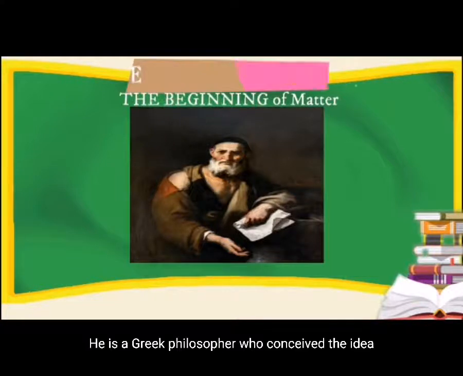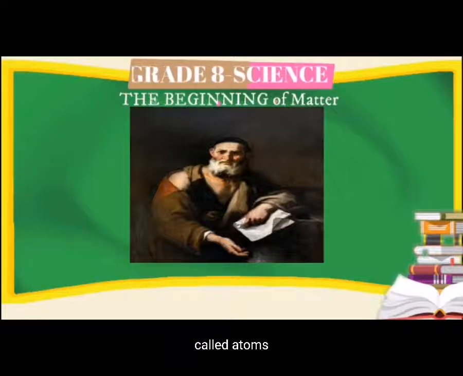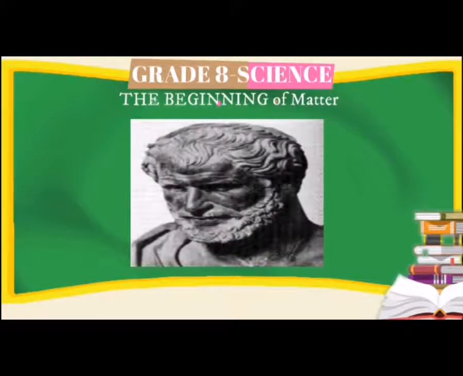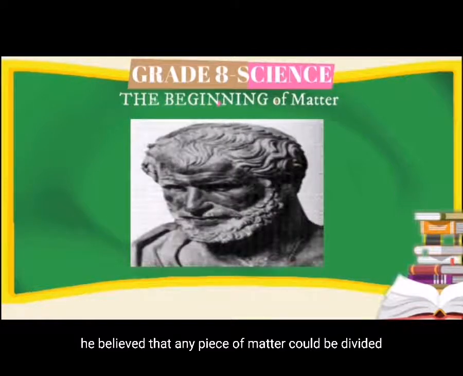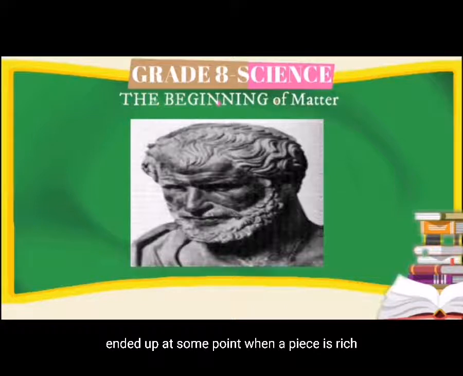He is a Greek philosopher who conceived the idea of indivisible units called atoms, meaning uncut. The third scientist is Democritus. He believed that any piece of matter could be divided and subdivided into very small particles. But this process ended at some point when a piece is reached that could not be further divided.